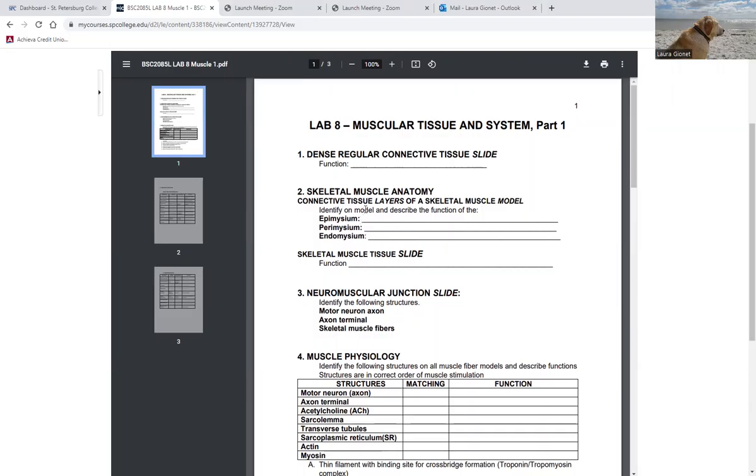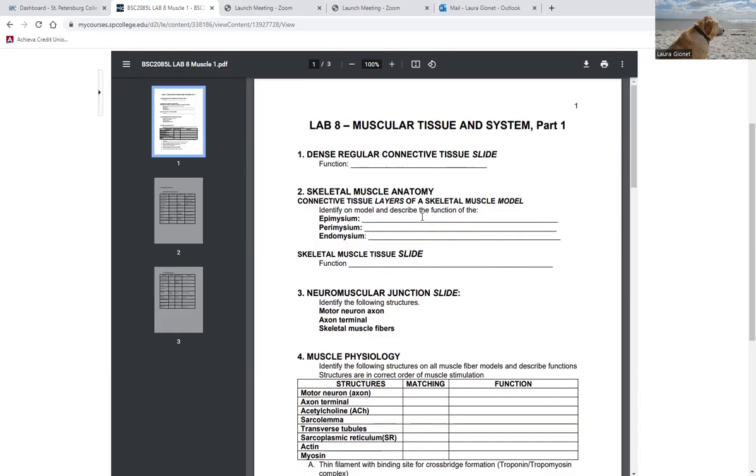Right, so the epimysium is the connective tissue layer that surrounds the entire muscle and continues at the ends as the tendons. So epimysium surrounds the entire muscle and continues at the ends as the tendons that are going to attach the muscle to bone. So it's going to outline and define, let's say, the biceps brachii muscle.